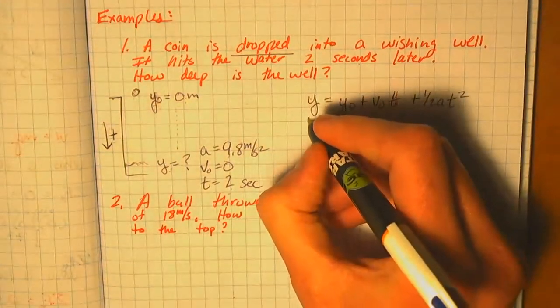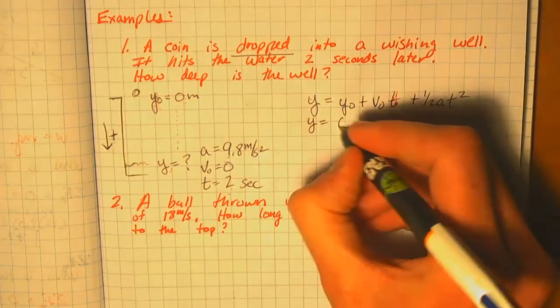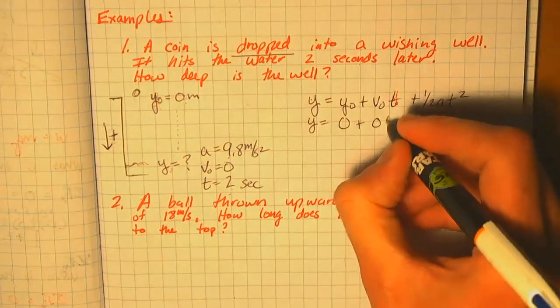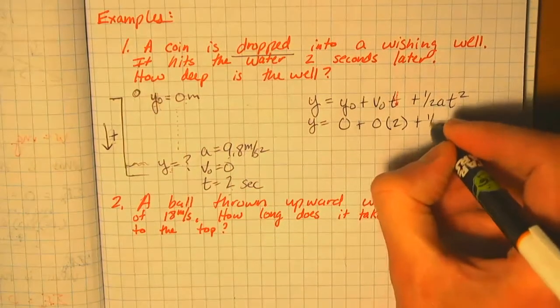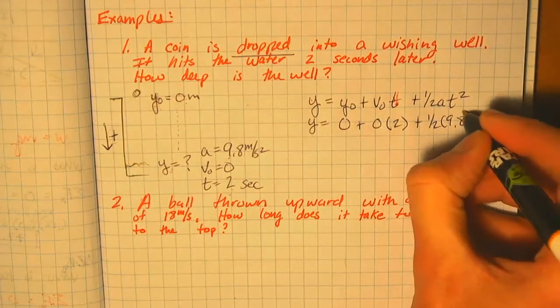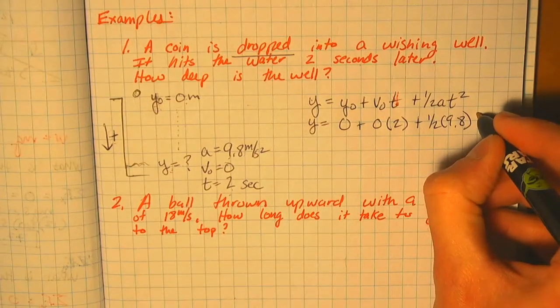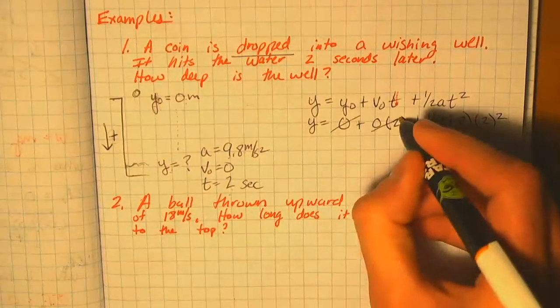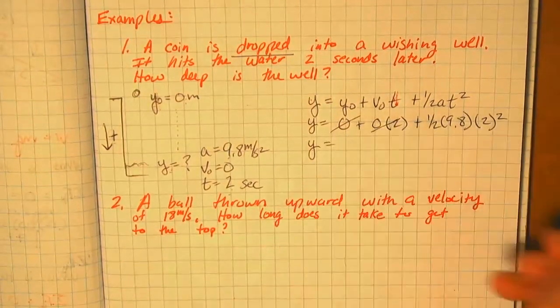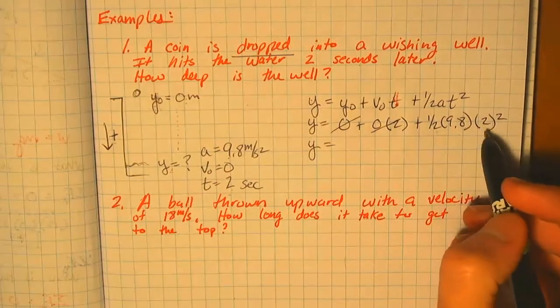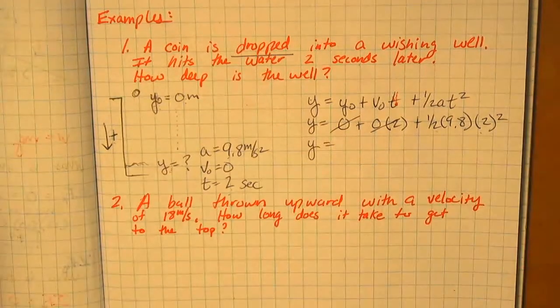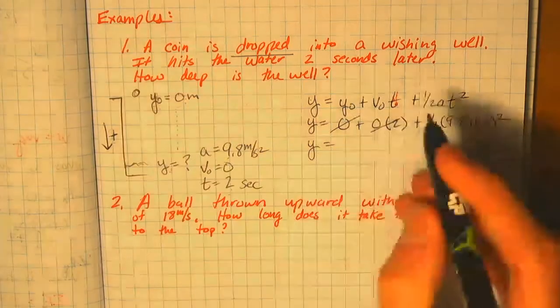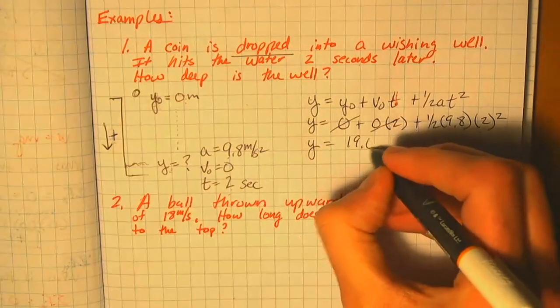So now we're looking for y. Put a 0 in there: 0 times 2 plus 1 half, a, 2 squared. Obviously that's 0 and that's 0, so you're left with just y is equal to 0.5 times 9.8 times 2 squared. And so 0.5 times 9.8 times 2 squared is going to give you 19.6 meters.